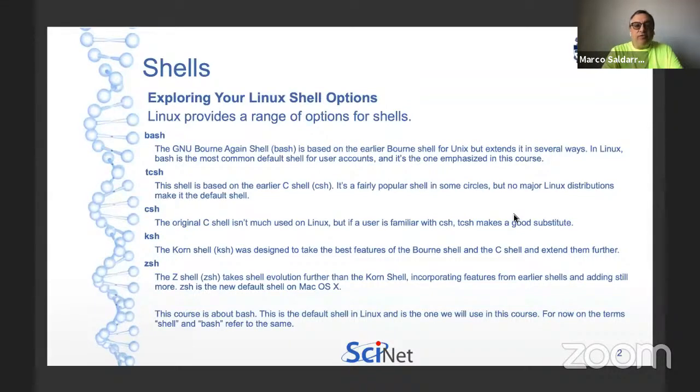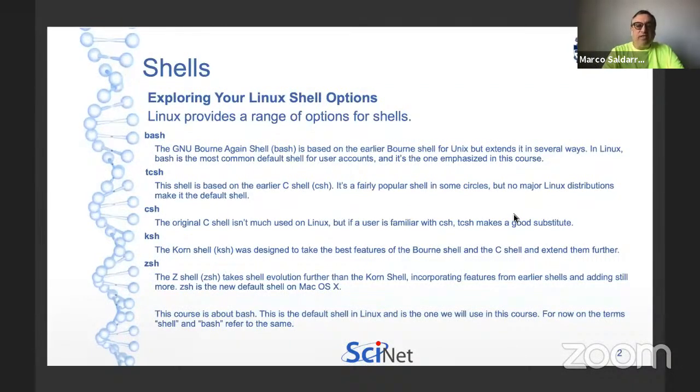TCSH is based on the earlier C shell. It's popular in some circles, but most major Linux distributions don't make it the default. C shell is the original C shell. It's not much used in Linux, but some people are familiar with it. The Korn shell, KSH, was designed to take the best features of the C shell and extend them further. I don't like Korn shell. It's very common to see in systems like HP Unix, Hewlett Packard Unix, or Solaris, but bash is more powerful and more useful. Zsh is basically an evolution of the Korn shell, but we could also see it as an evolution of bash.